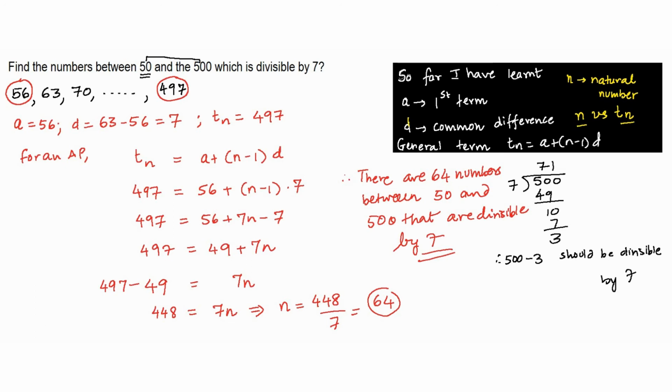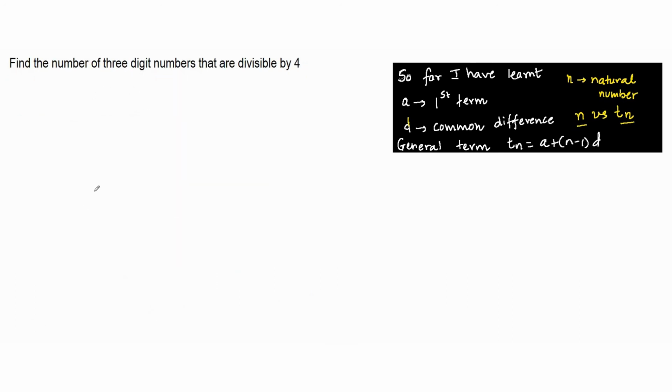Moving on to the next question. Find the number of 3-digit numbers that are divisible by 4. So now we have to find the 3-digit numbers. How many 3-digit numbers are divisible by 4, right? So let's start with the smallest 3-digit number that's divisible by 4. I know that the smallest 3-digit number is of course 100, right?